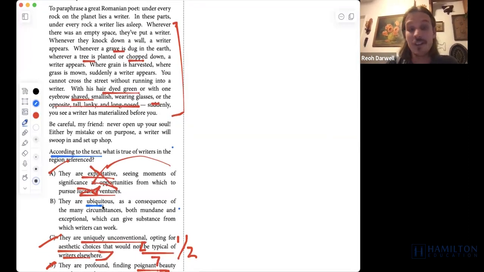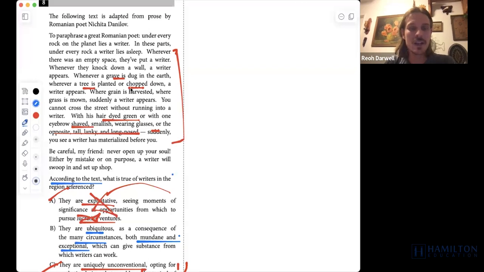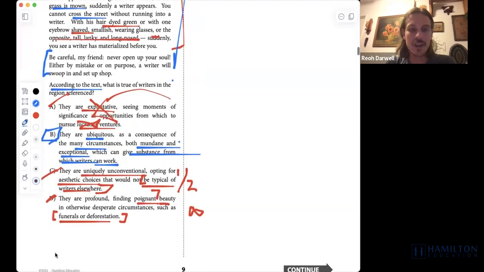So finally with B, so ubiquitous, meaning they're everywhere, as a consequence of many circumstances, both mundane and exceptional, right? So we see some exceptional things, right? Like, these are kind of exceptional. And then we see some mundane things, right? Grass is mown, crossing the street, everywhere, right? They're also everywhere. So everything about B seems pretty sensible, right? Everything. And then this clarifies that ultimately they're going to get to work, right? All these things lead to them producing work. So that's how we arrive at B, mainly by getting rid of A, C, and D.